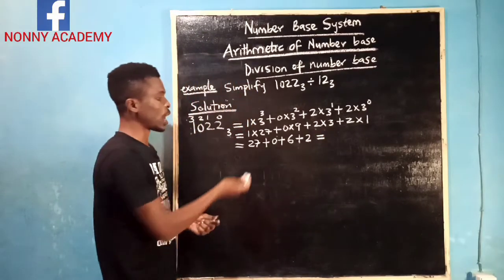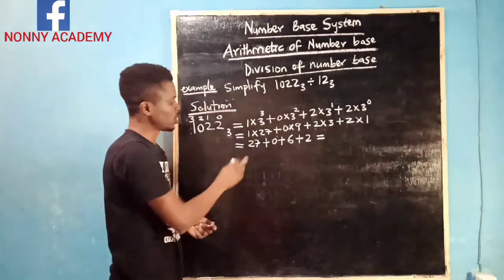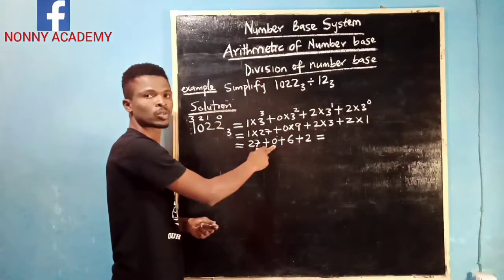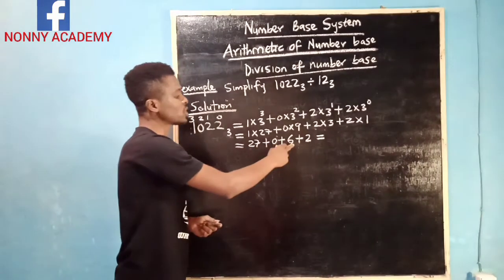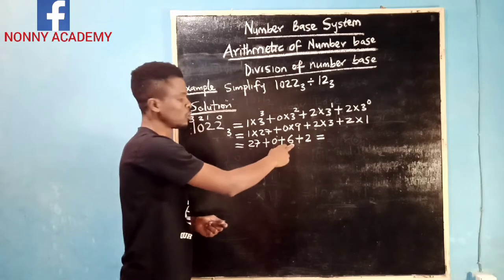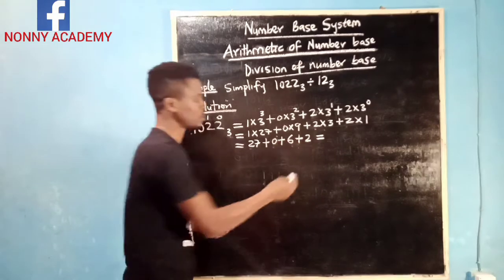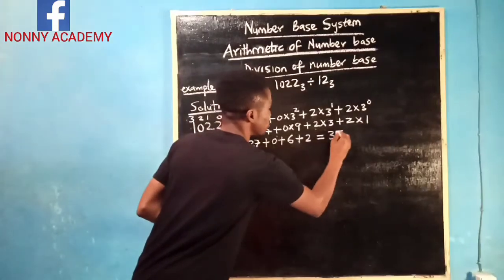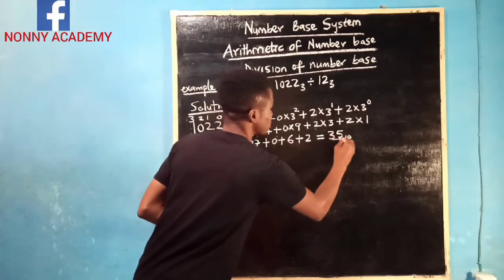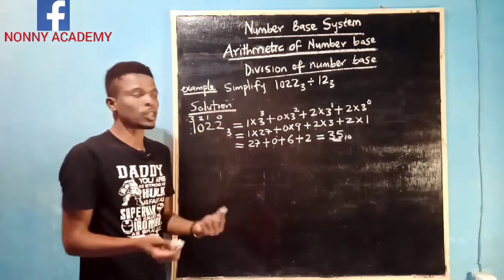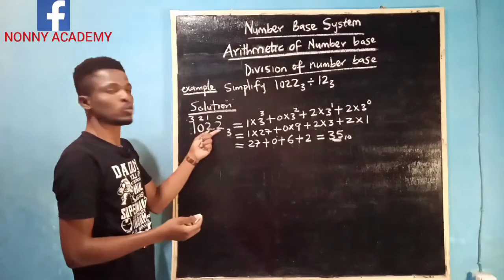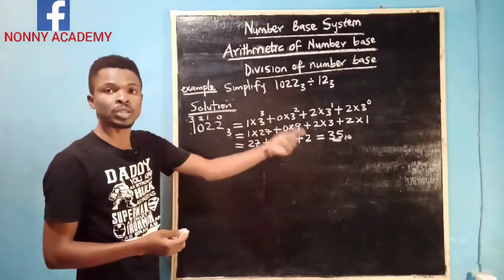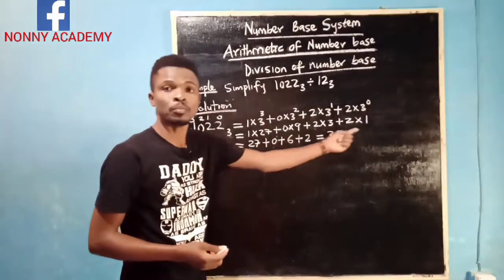Then the final answer, I will add up everything together. 27 plus 0 is 27. Plus 6 is 33. Plus 2 is 35. So I have 35 base 10. I have successfully converted 1022 from base 3 to a number in base 10, which is 35 base 10.